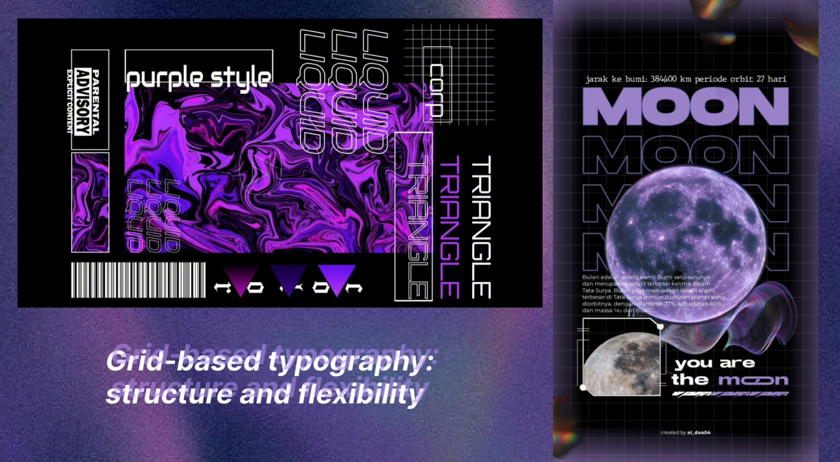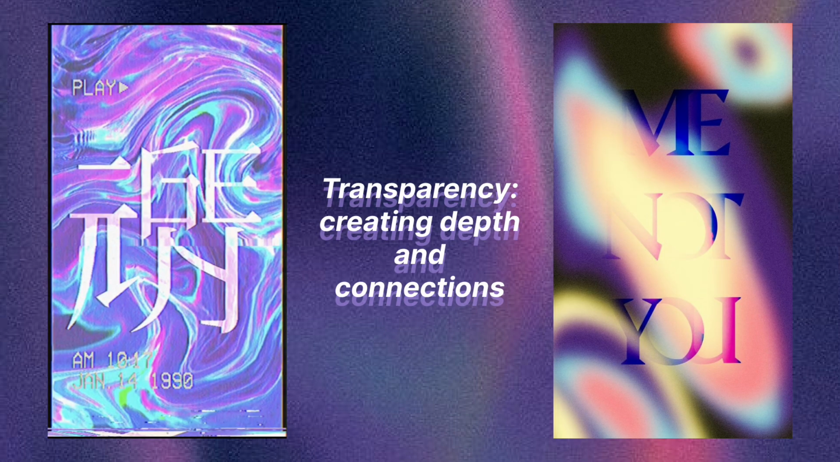Transparency is the property of objects to let some of the light or color pass through them, allowing you to see the elements underneath them. Overlay is the process of combining several layers of graphics or text on top of each other. Together, these techniques create the effect of depth, layering, and interaction of elements.